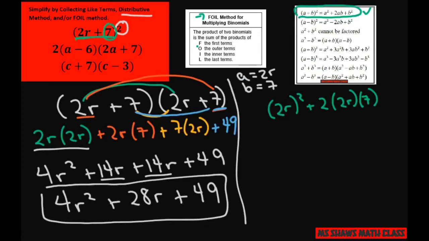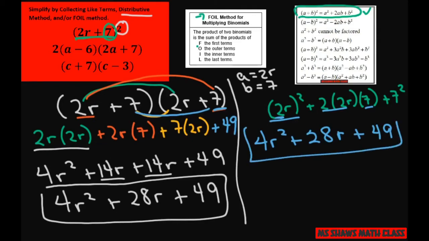So we get a squared, plus 2ab, plus b squared, or 7 squared. Now, simplifying this, don't forget to square the 2. So that's going to be 4r squared plus 4 times 7 is 28r plus 7 squared is 49. So if you know the formula, it makes it a lot easier than doing how I did the first one. This is the second one.